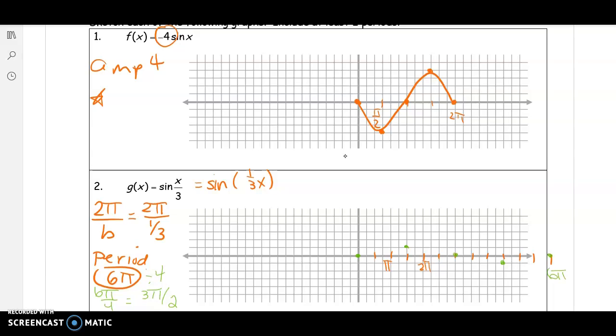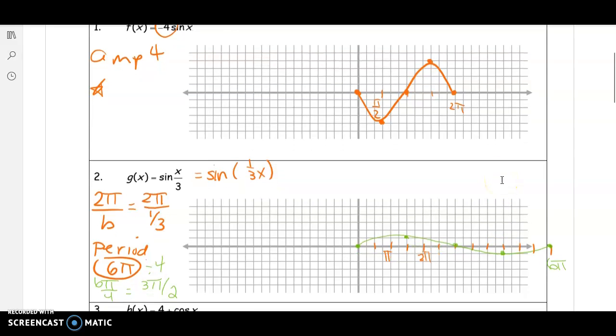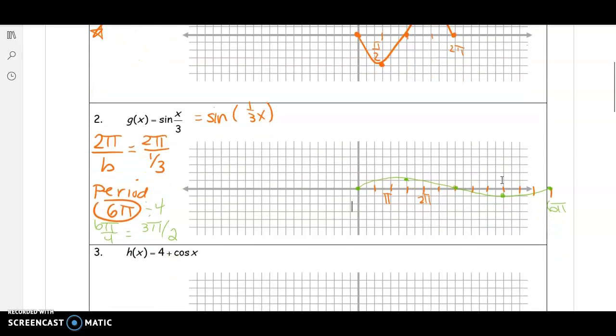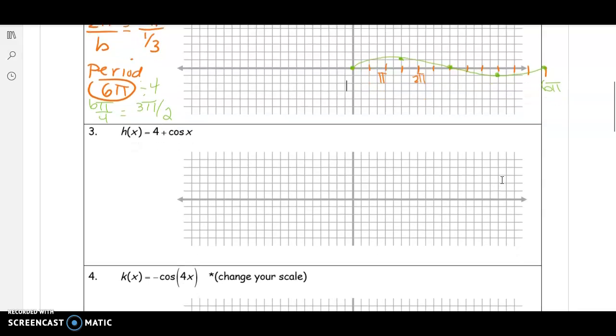This is 6 pi. So this in green will be the graph of our function g of x equals sine of x over 3. So that is a horizontal stretch by 3. Remember, inside the parentheses means you do the opposite. So instead of dividing by 3, you're multiplying by 3. So it's a stretch.